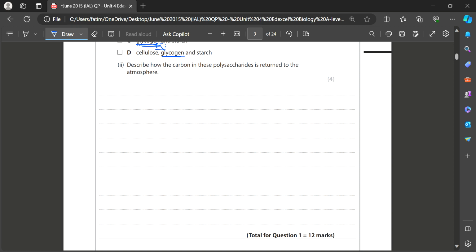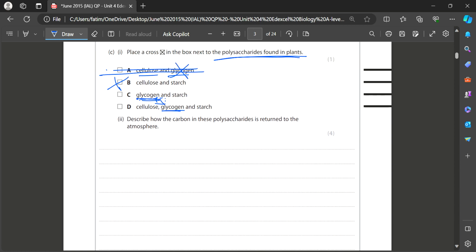Then describe how the carbon in these polysaccharides is returned to the atmosphere. This is a fairly simple question. It's 4 marks. So first of all, it says how the carbon in these polysaccharides, so we need to take into account cellulose and starch. We need to explain where cellulose and starch are used.